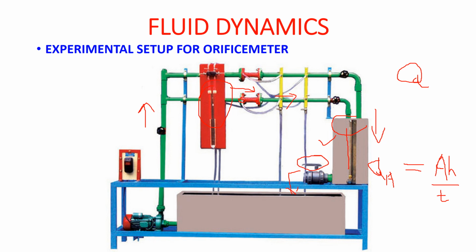So see, area is in meter square, height is in meter. So meter square into meter is meter cube, divided by time. So the unit for the discharge is meter cube per second. So here we get the value in meter cube per second. So this is the way in which we are conducting the experiment.